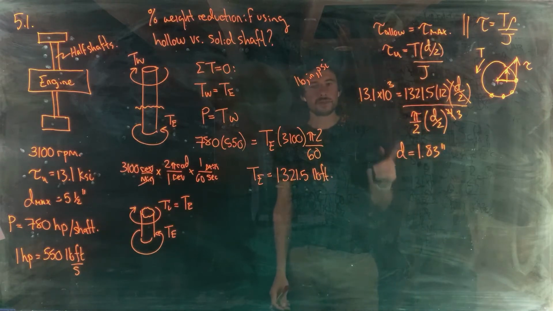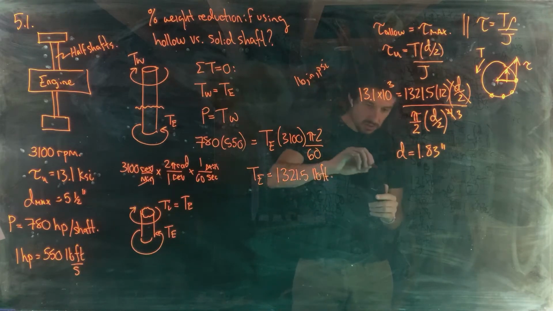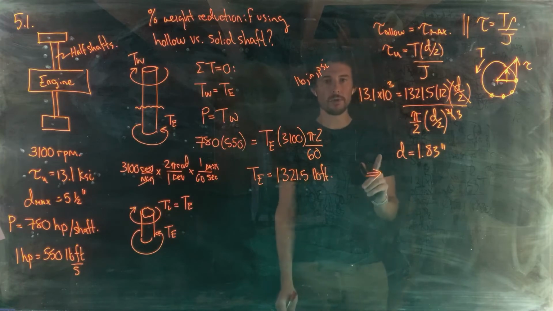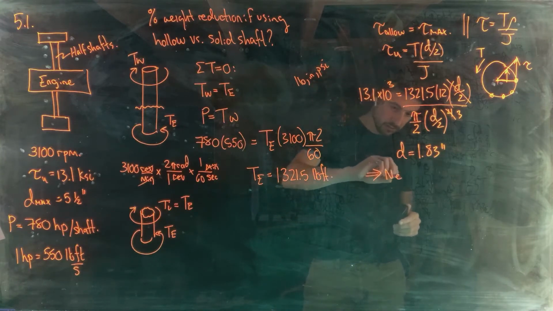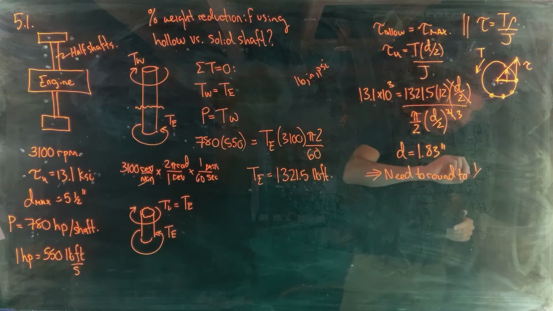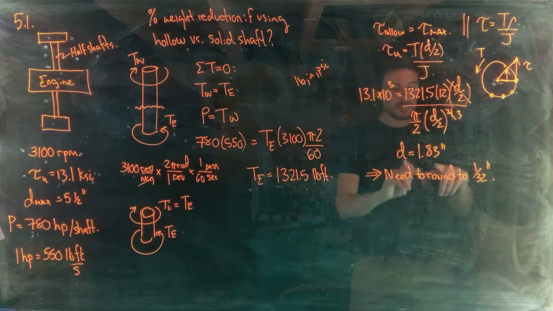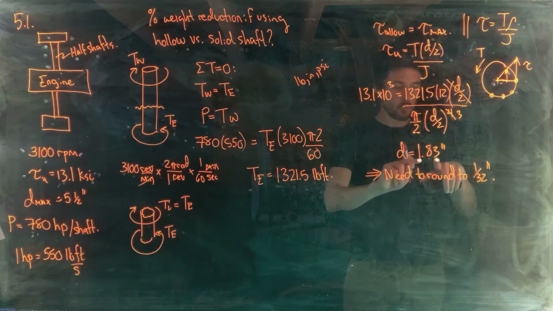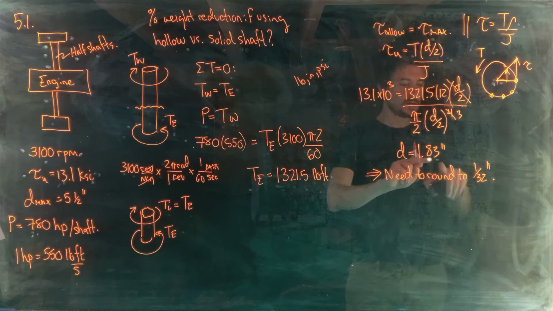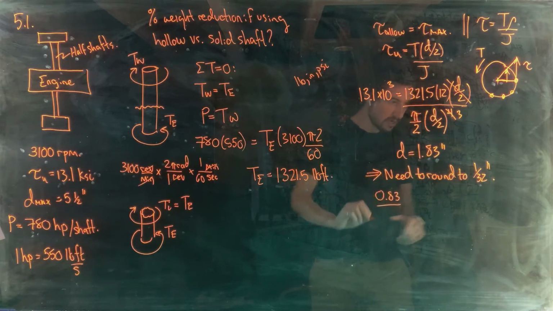Okay, now in the problem statement, we were told that we have to round to the nearest 1/32 of an inch. The easiest way to determine this: we know we have 1 inch point something, and we need to figure out how many 32nds 0.83 is.